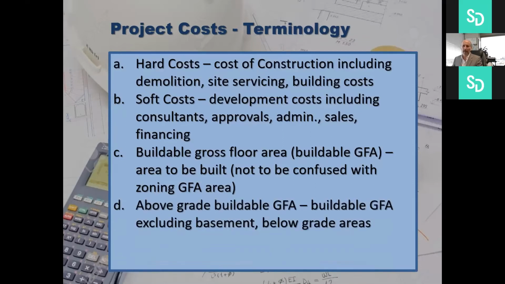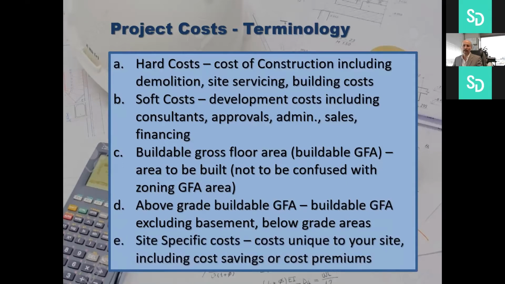And then the above grade buildable GFA, a very important metric when people do pro formas, is how much of the buildable area is above grade, and that excludes any of your basement costs and any of your below grade area costs. And then site specific costs, so costs that are unique to your site, including the unique cost savings that would come with developing your site, or the cost premiums, being costs driven up by certain premium items. We'll go into a little more detail, but I think it's a key item to define: site-specific costs.